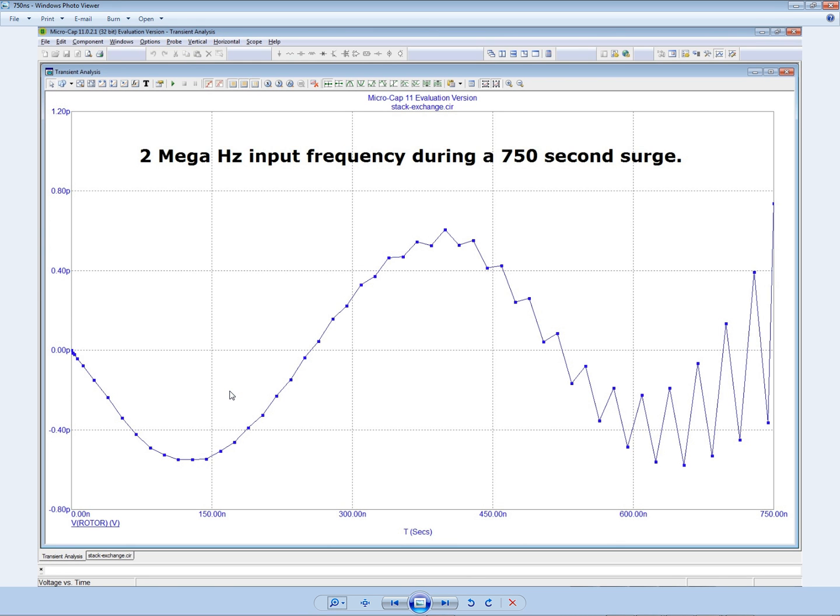Here, at 2 megahertz input frequency during a 750-nanosecond surge. Oh, that was supposed to say nanosecond, I'm sorry. So it's slightly less than a microsecond. We see this nice sine wave, and then we see a frequency riding on top of it. Now this sine wave, I think, is the input frequency, 2 megahertz.